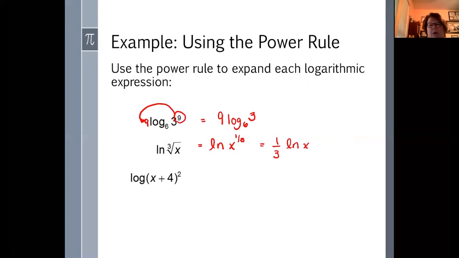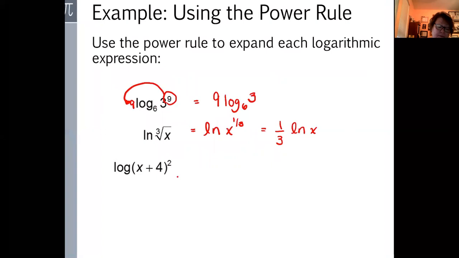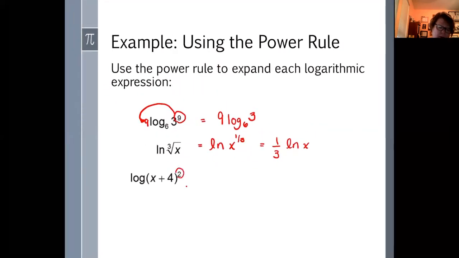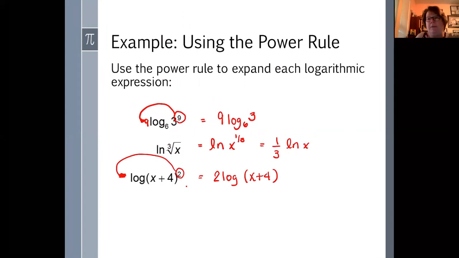The last expression is the log of x plus 4 squared. You're taking the logarithm of the binomial x plus 4 raised to the 2nd power. So you can bring that exponent out of the logarithm and make it a factor. So you're going to get 2 times the log of x plus 4. And I do need to leave the x plus 4 in parentheses because I'm taking the logarithm of that entire expression.